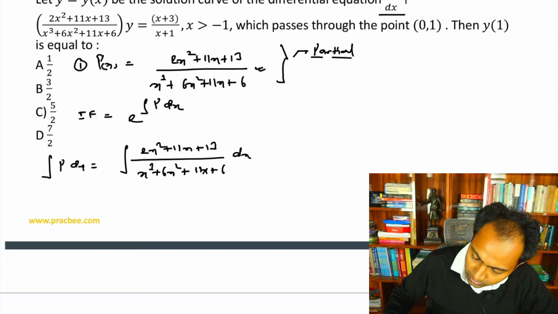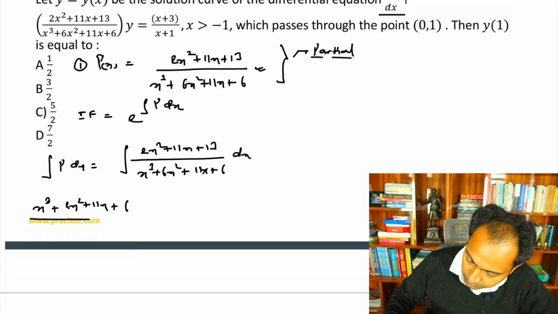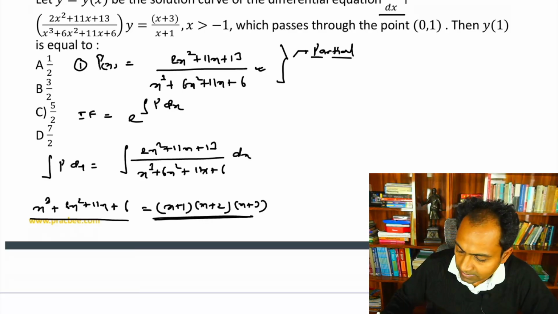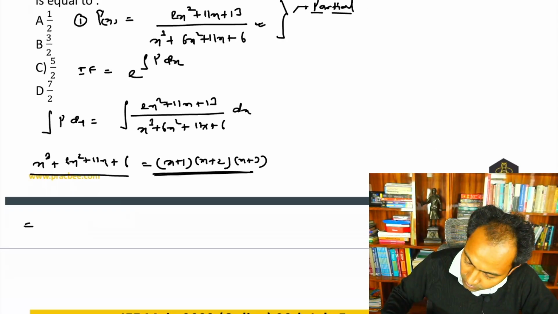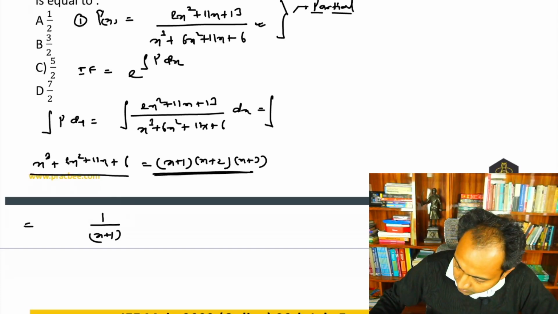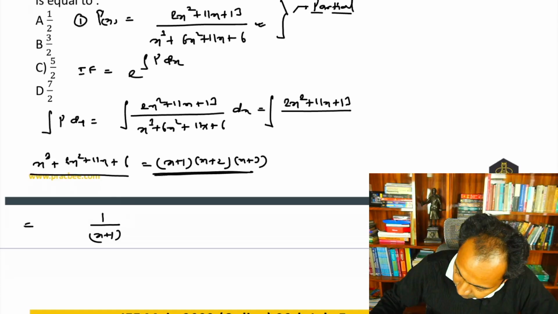If you look into the denominator, x cube plus 6x square plus 11x plus 6, this can be written as (x plus 1) into (x plus 2) into (x plus 3). So it can be factorized like this, and hence we can write this as a partial fraction of 1 upon x plus 1. Now I have already told you when we are doing this in the rest of the part. So if I have written it like this, the numerator is going to be 2x square plus 11x plus 30 by (x plus 1) into (x plus 2) into (x plus 3) dx.